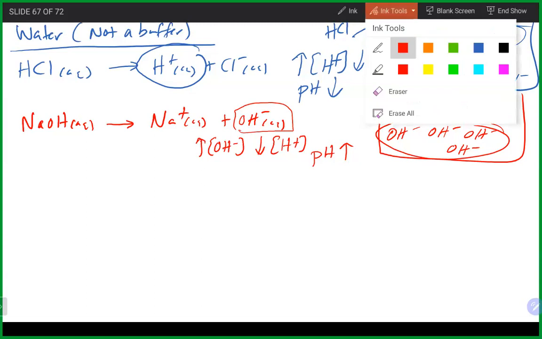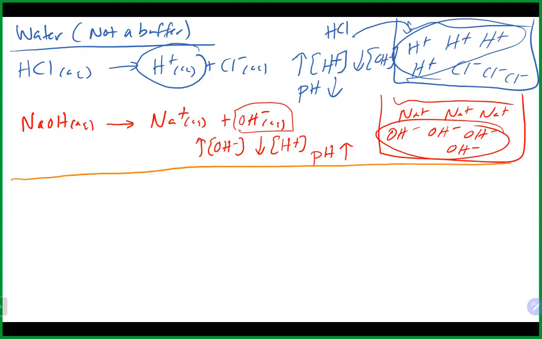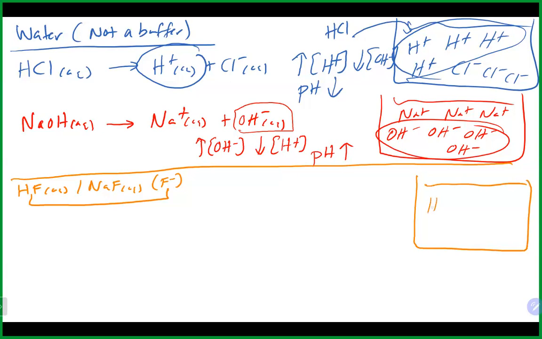All right, so let's talk about what will happen if we add these exact same two things to an actual buffer. So we'll use HF and sodium fluoride, which basically is fluoride, and that is a weak acid and its conjugate base. That's really the two parts to the buffer here. So in our buffer here, we have HF, we have H plus, and we've got some F minus floating around. So this is our acid part of our buffer. This is our base part of our buffer in this example.